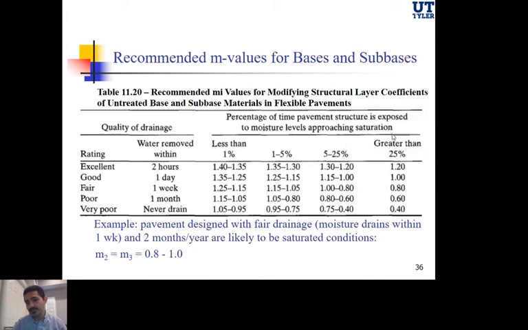Let me remind you again. So we had here a pavement design with a fair drainage, which means it's 1 week. Therefore, I would know that this is the line that I'm going to pick from. And then the other criteria for drainage is I have 2 months per year. That means about 16% of the year I'm having a full saturation condition. Therefore, it's in this column right here. So that's why the m2 and m3 will be ranging from 0.8 to 1.